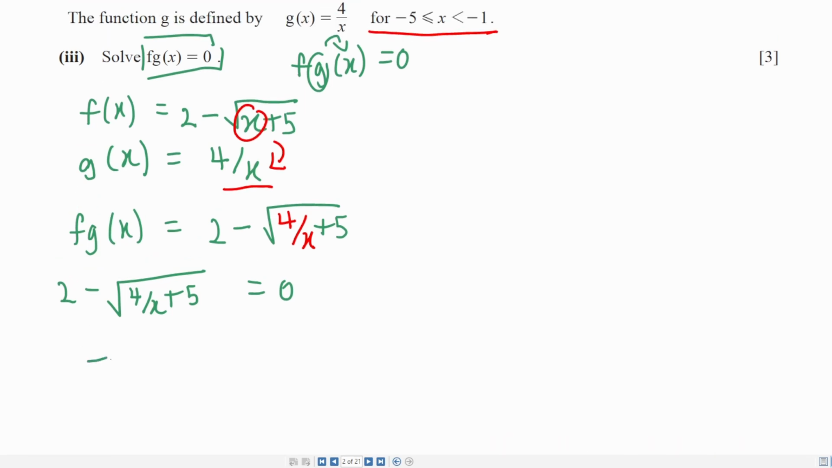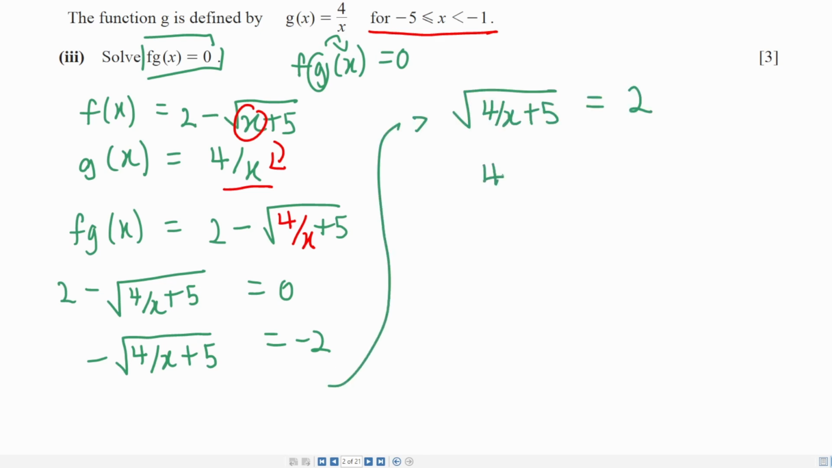So let's bring the 2 across first. So negative square root of 4 over x plus 5 equals -2, and we can make everything positive. Okay, we bring the square root over. 2 squared is just 4. 4 over x is equal to -1. And now what we can do here is 4 over -1 is equal to x. And so we have -4 is equal to x.